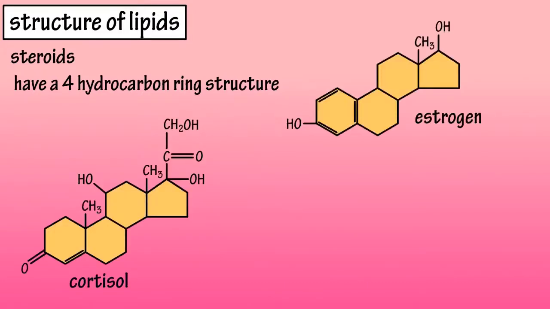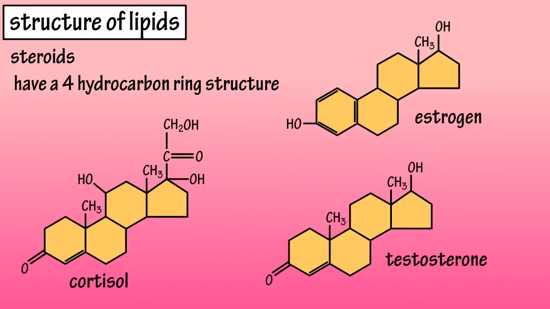Cortisol, estrogen, and testosterone are also other important steroid compounds. You can see that each of these molecules differ slightly based on their side chain formation, but they all have the 4 hydrocarbon rings as the foundations of their molecules.